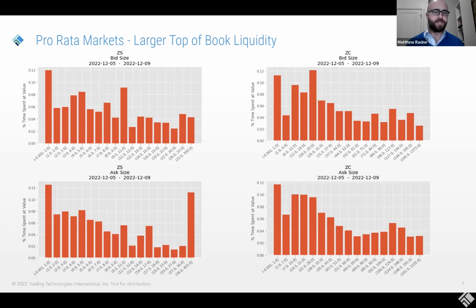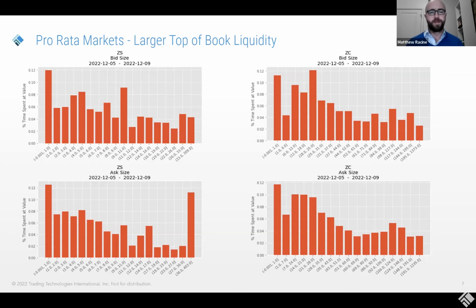Looking at ZS and ZC, again, these are pro rata markets. They're showing a wider distribution of that top of book quote size, which fits with the overall matching algorithm and rationale and how people are executing in those markets. You need to quote bigger size to get a bigger proportional amount to get your overall fill, to get those leveling fills, which are often advantageous, and certain participants are creating their own strategies specifically around leveling fills.